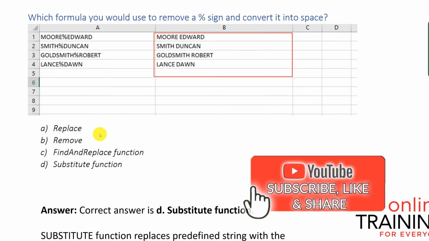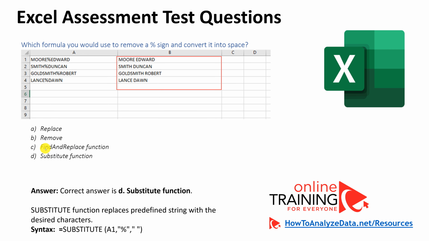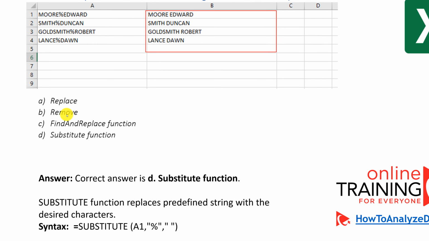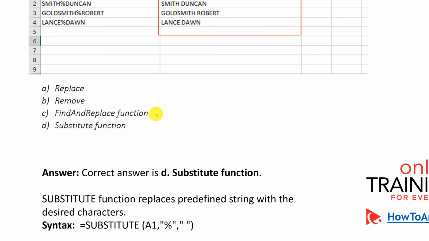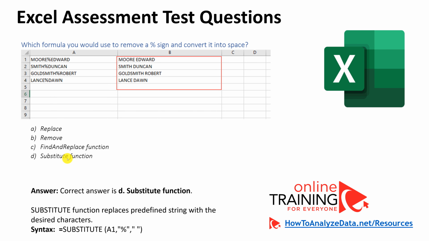So the correct answer here is D, substitute function, because this function replaces any unwanted word with the word that you want. The tricky part of this question is that there is also an option that looks very valid. For example, find and replace function. But find and replace is a functionality in Excel. There's no such function as find and replace. So you need to be careful and read the entire answer and make sure you're not making the mistake. The only function that exists is substitute that can make this substitution of the percentage sign with the space.